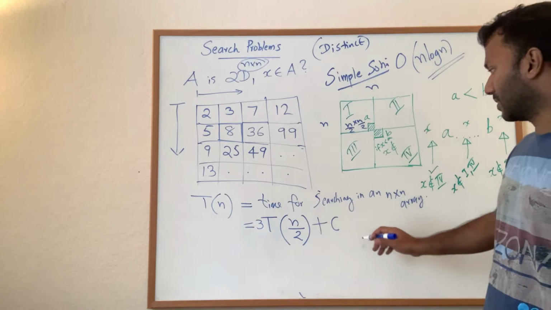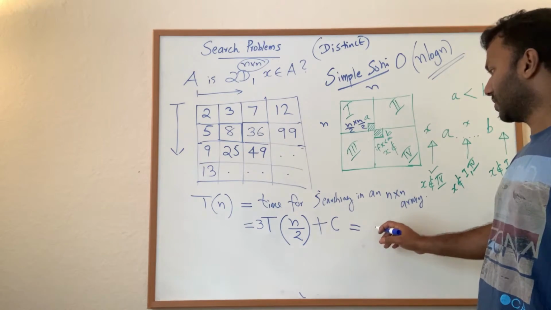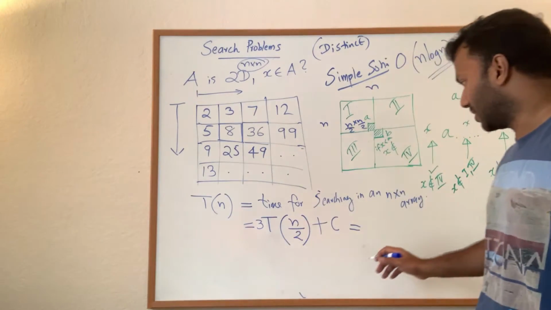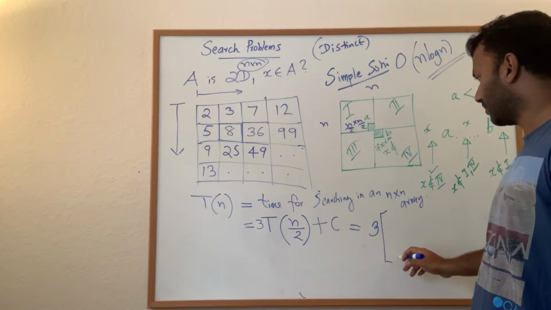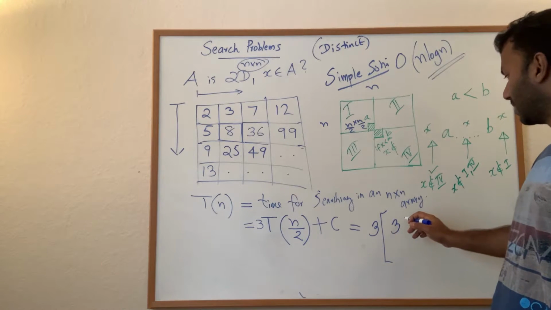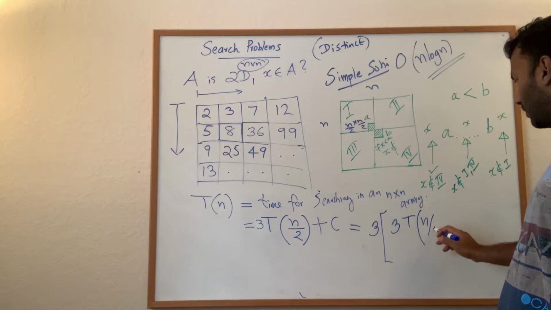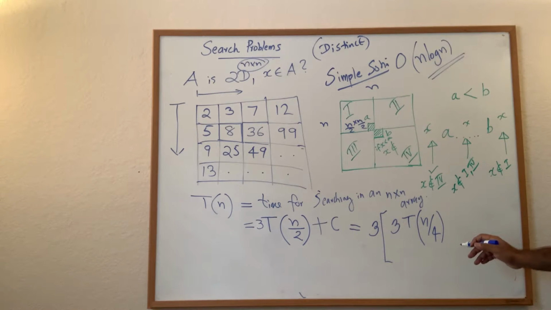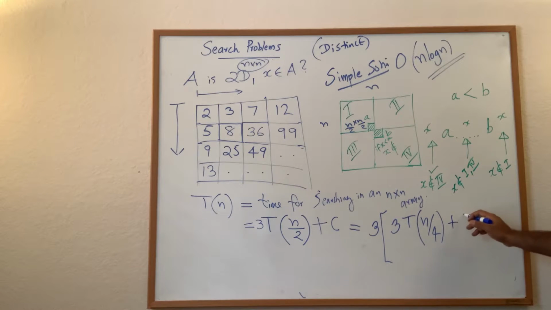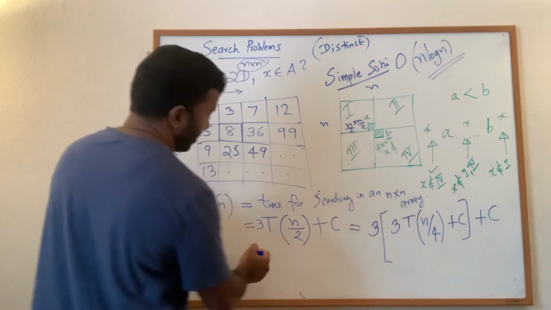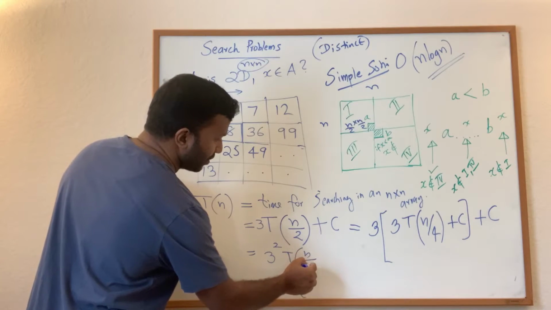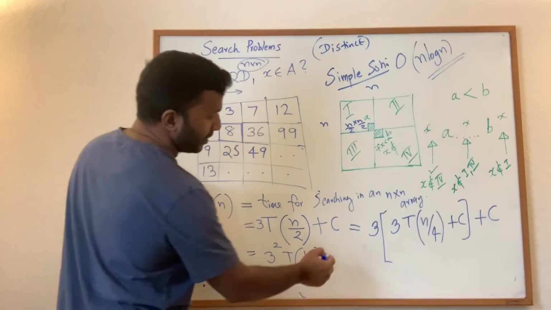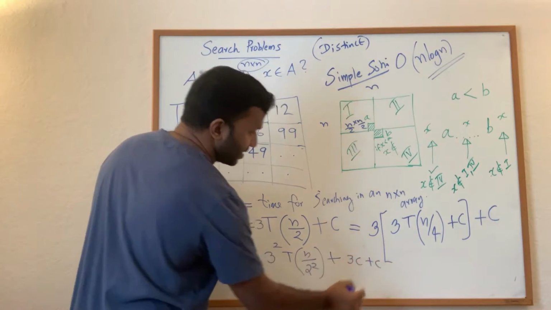So let's try to expand this. We know that T of a constant is a constant, so this will become three times 3 T(n over 4), plus C plus C. That is nothing but 3 square times T of n divided by 2 square, plus 3c plus c.